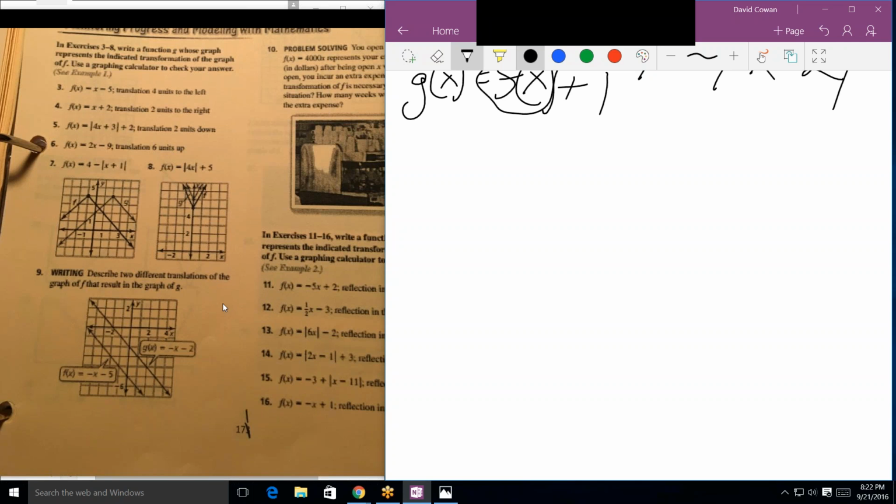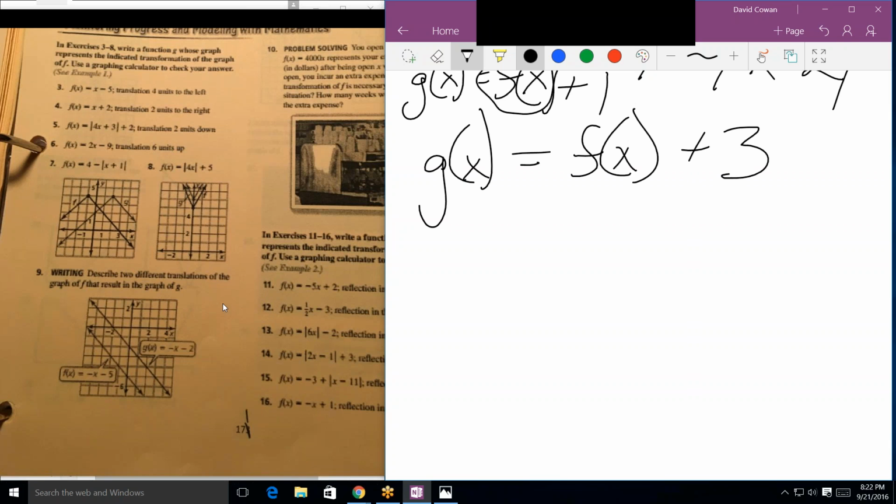Okay, so one way then is g of x is f of x with the 3 outside the function, because that would be a vertical shift, right? Right. And notice that if I add 3 to f of x, I get minus x minus 2. I get g of x. What's another way to look at it as opposed to a vertical shift?